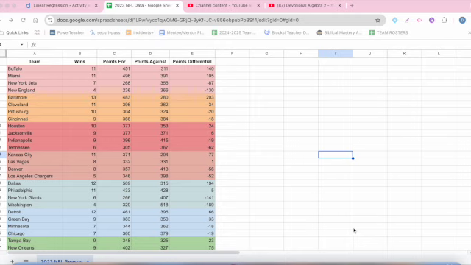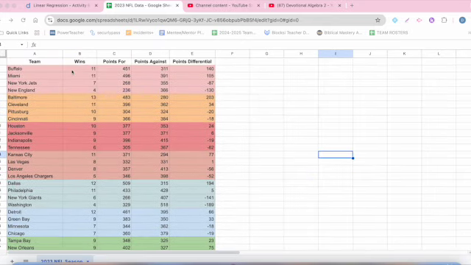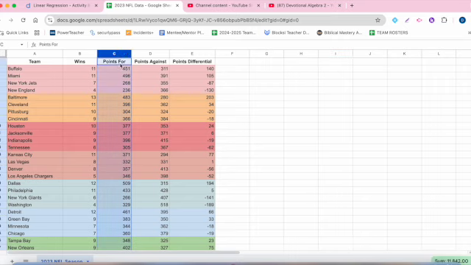All right, for you sports fans out there, we're going to take a look at a little bit of football data. So this is from the 2023 NFL season, and what we've got is each team, how many wins they had that season. That's what we've got in column B right here. And then in column C, what we have is points for, that's how many total points that team scored that season. So in other words, it's showing their offense.